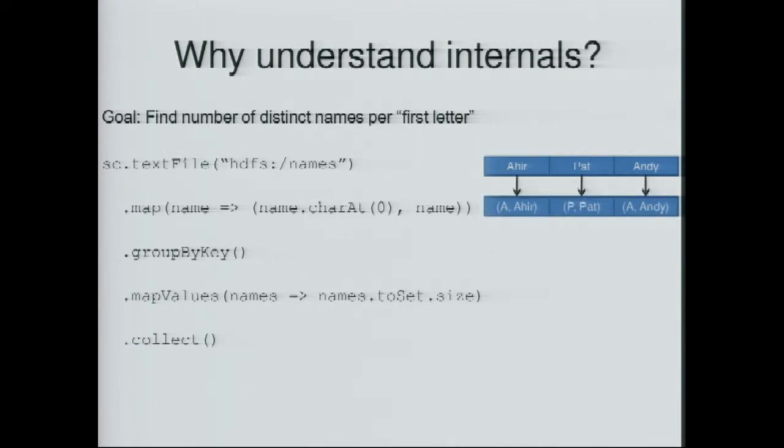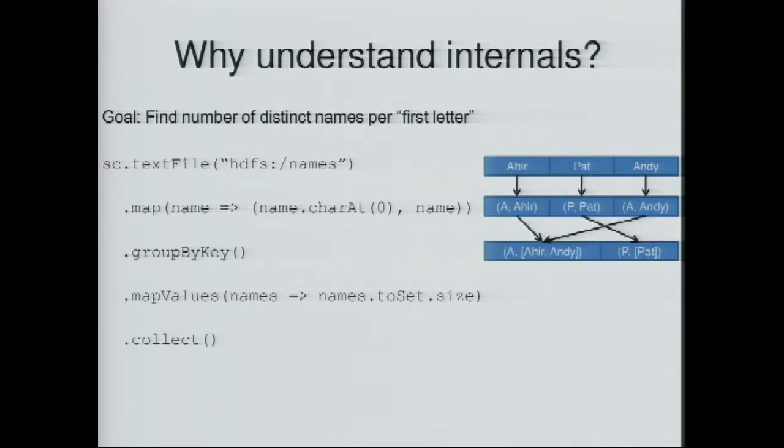And then the first thing we do is we make a pair of them. We take the first letter, comma, the name. Spark inherently interprets this as a key-value pair. So this is the key A with Ahir, P with Pat. By the way, I tried to do Patrick first, but I stuck with Pat instead, who gave the first talk, because it's shorter and it fit on the slides.